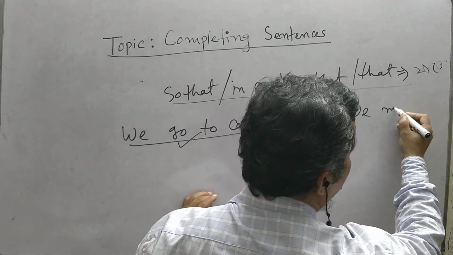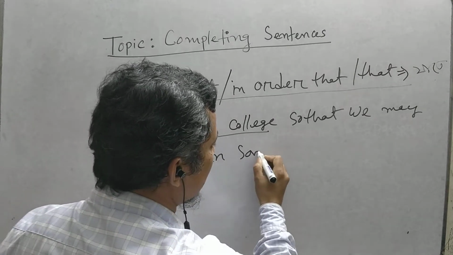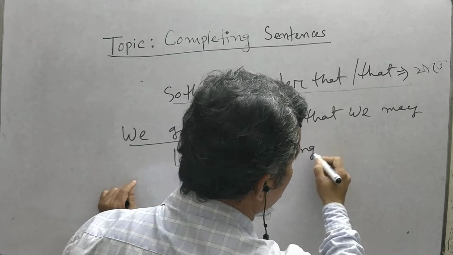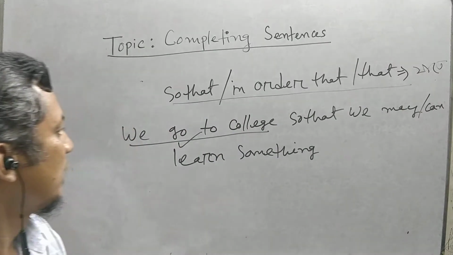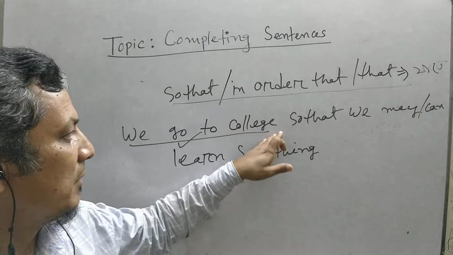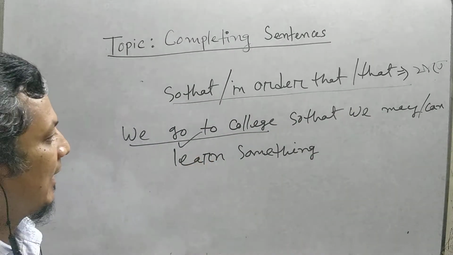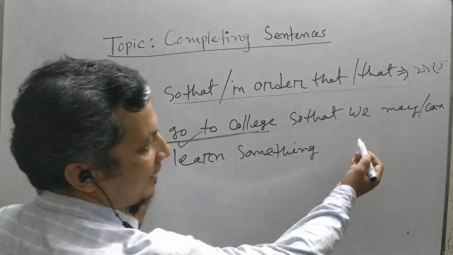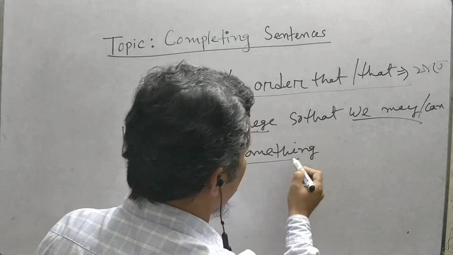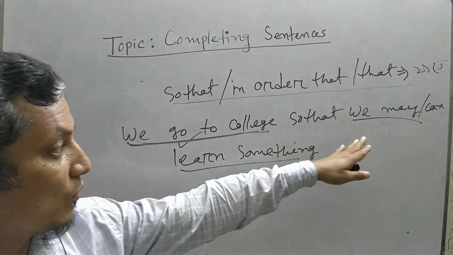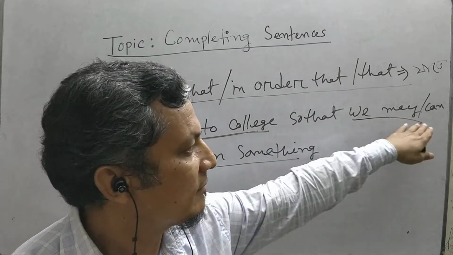We go to college so that we may learn something. We can use can here also. Can is more appropriate than may. We go to college, so that we may learn something. Here the question part is present indefinite tense and the answer is present indefinite tense. Here we have to bring a modal auxiliary. Okay, may or can. It is a modal auxiliary.